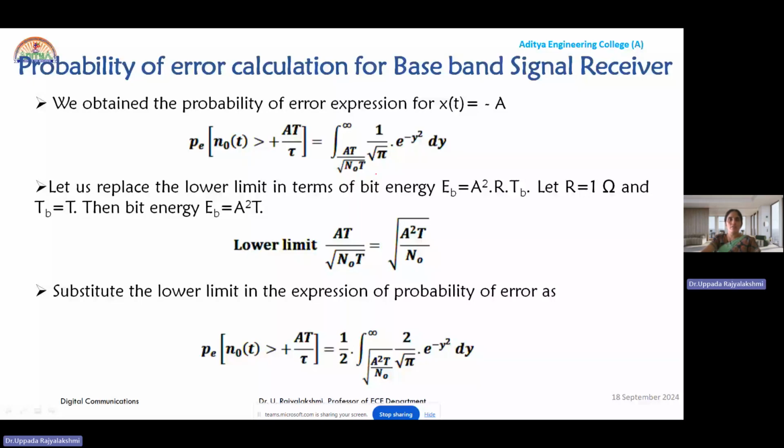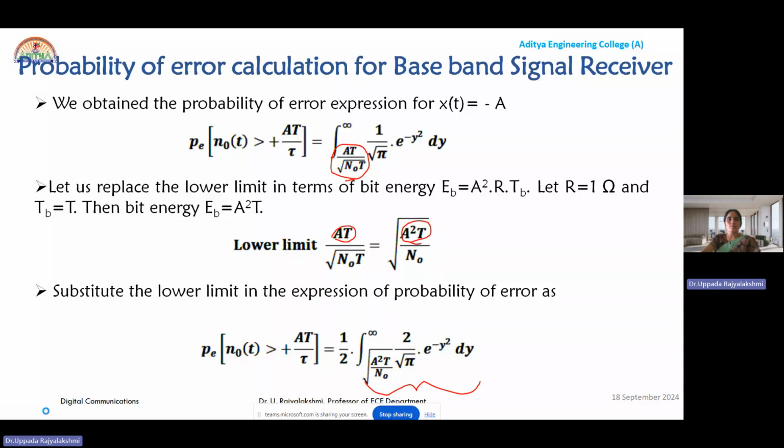And before going to that, let us focus on the lower limit, because you are representing in the form of the lower limit. So the lower limit is A t by root N naught t. Let us take this A t inside the root. So you will have root A square t square by N naught t. So t cancels, and in the numerator you will have leftover t. So root A square t by N naught, where A square t is bit energy EB. Now let us substitute here the lower limit as root A square t by N naught, and be multiplied and divided with 2 to write it in the form of integral u to infinite 2 by root pi e power minus y square dy.